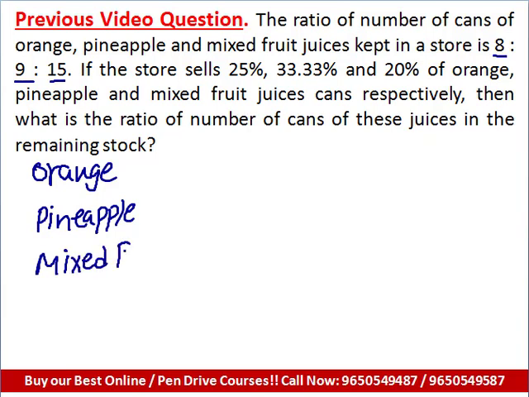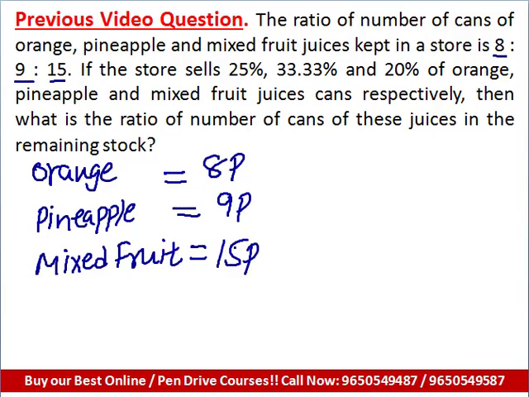So what is the ratio? The ratio is 8 is to 9 is to 15. That means the number of cans for orange is 8 parts, the number of cans for pineapple is 9 parts, and the number of cans for mixed fruit is 15 parts. Sure? We all agree on this? This was the initial stock. Now the store has sold some cans.